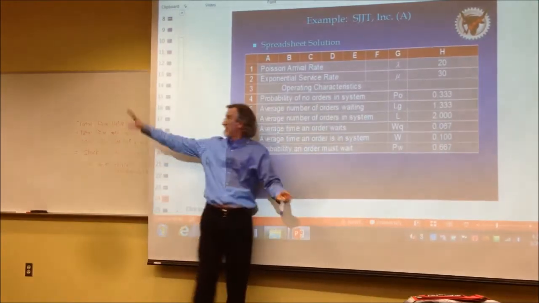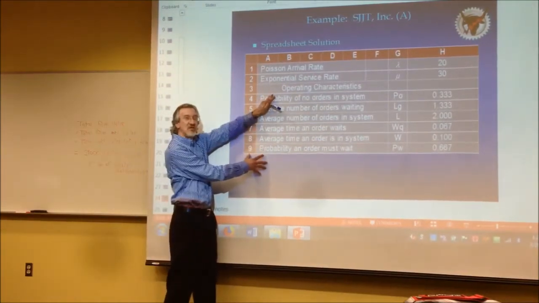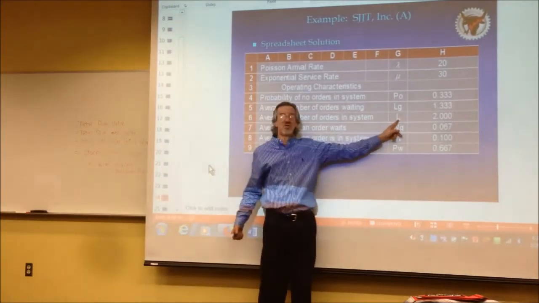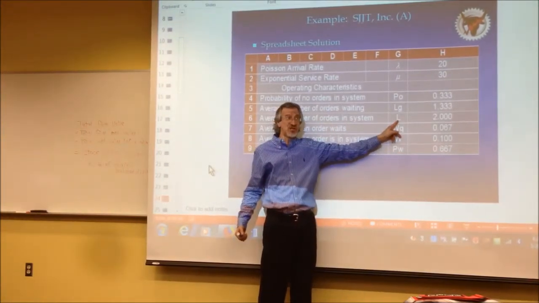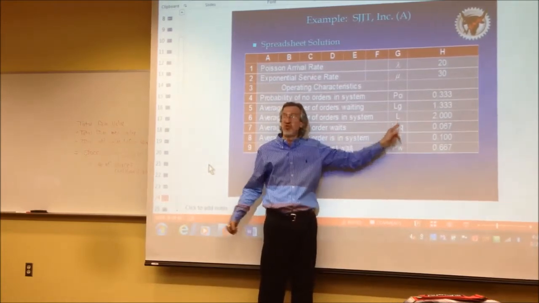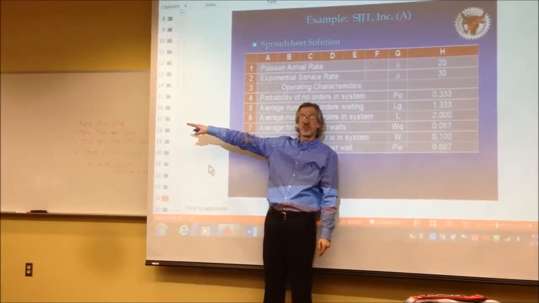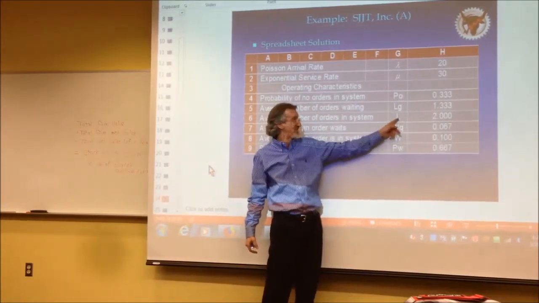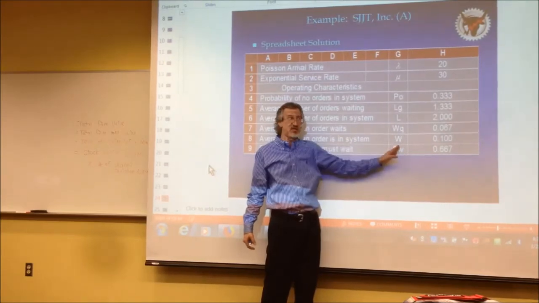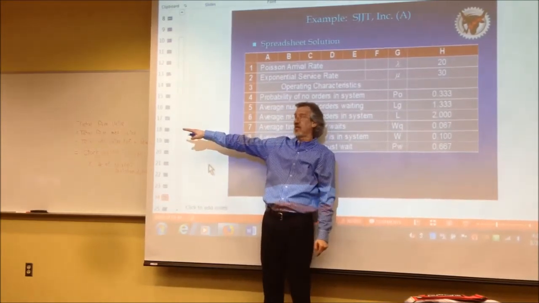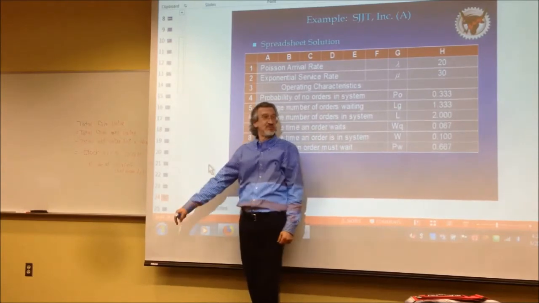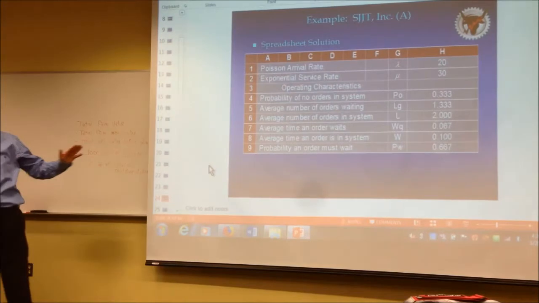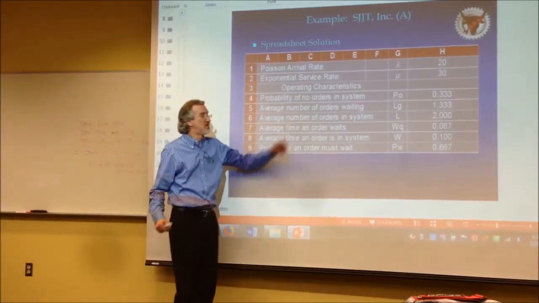But there's 6 of them. For any of these 6, this one right here, average number of orders in the system, is one of the most important because this is the number you use to calculate your economic analysis. Out of these 6, this is the only number that is used to calculate your economic analysis. L. So you've got to understand how to calculate L, average number of orders in the system.